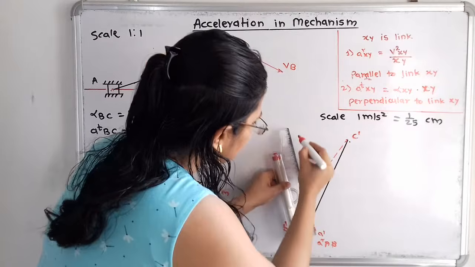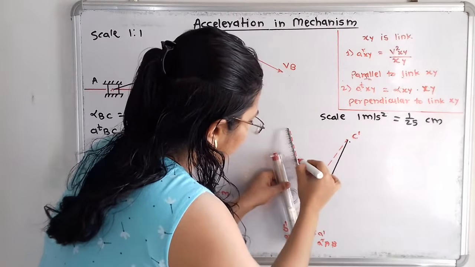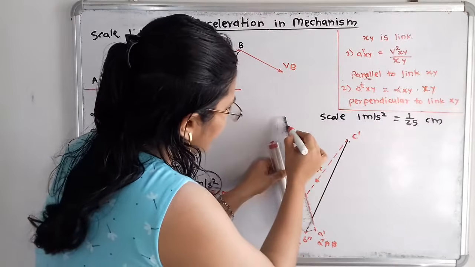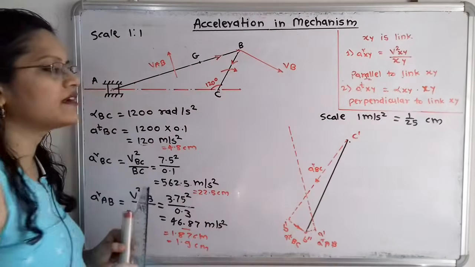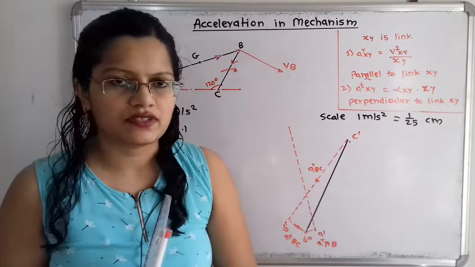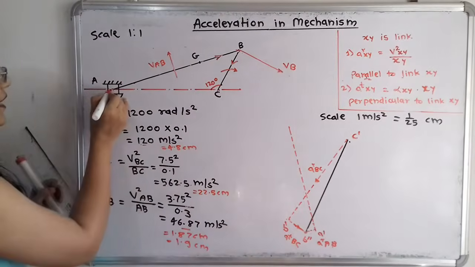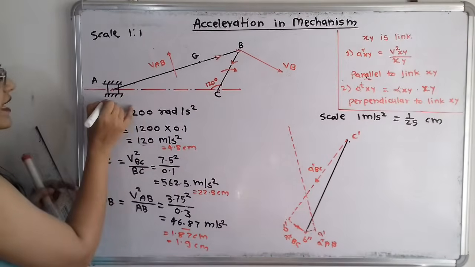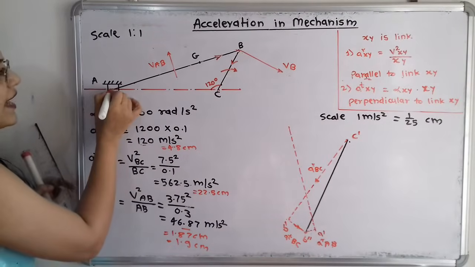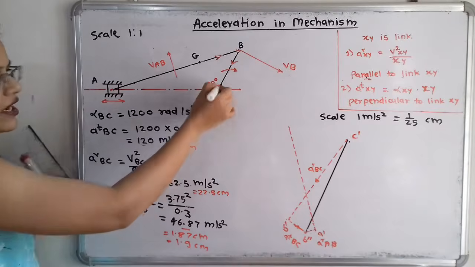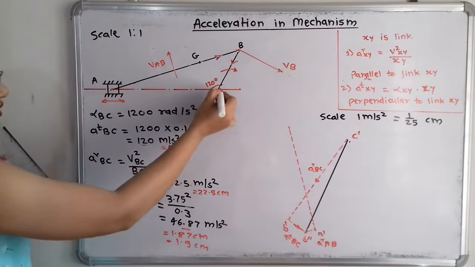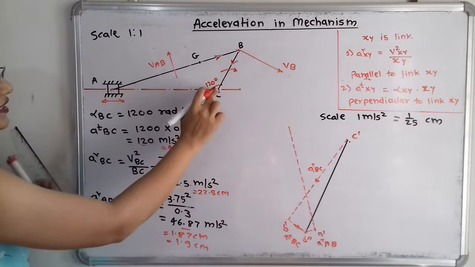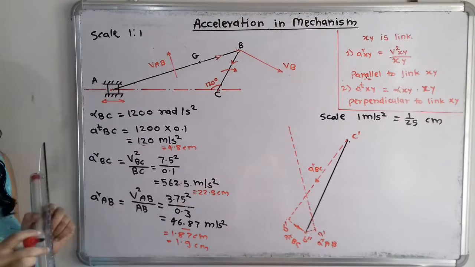The magnitude is yet unknown, so I will extend this from A dash. Now we have to find out the point of intersection. If we observe, at point A there is the slider, and this slider has reciprocating motion along a horizontal line with respect to this point C. So we have to show this motion, that is from C to A.